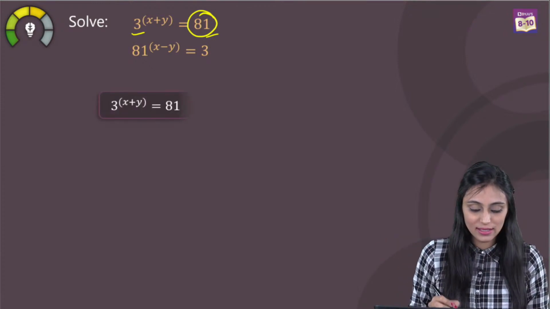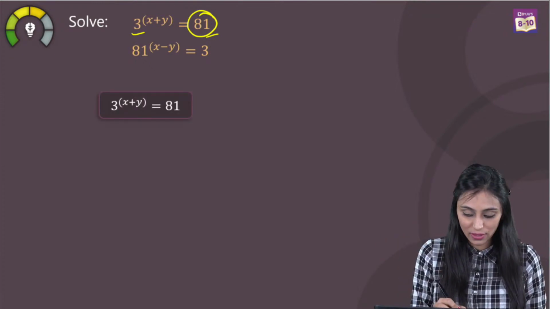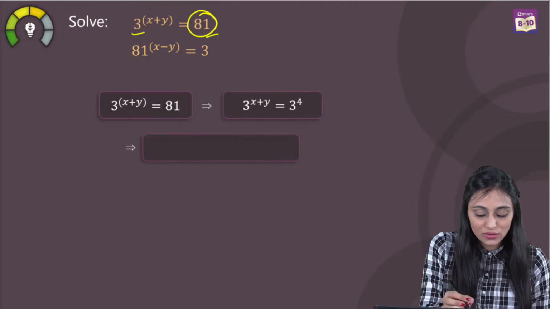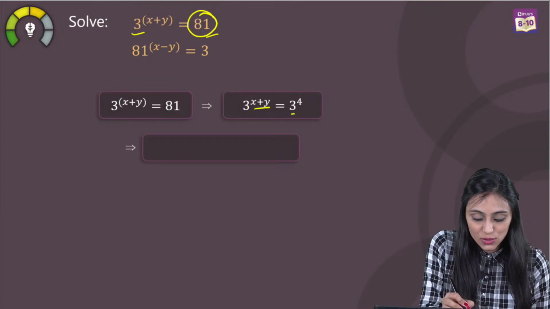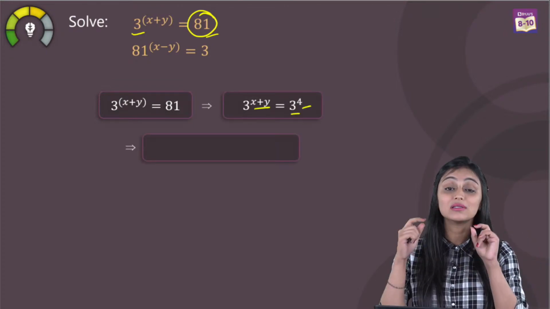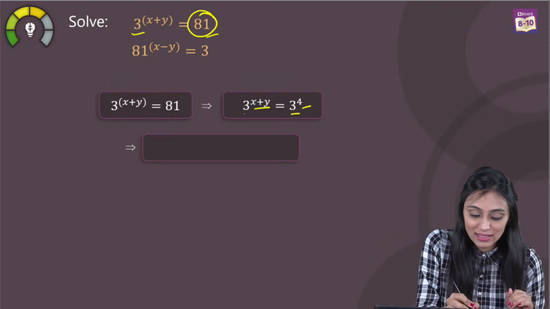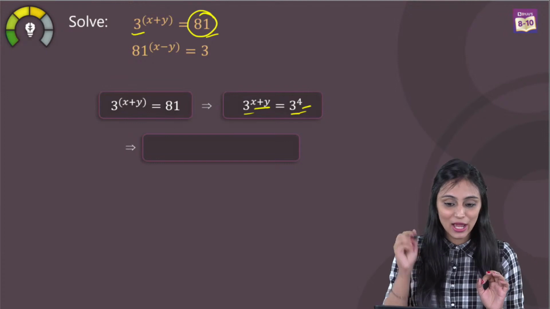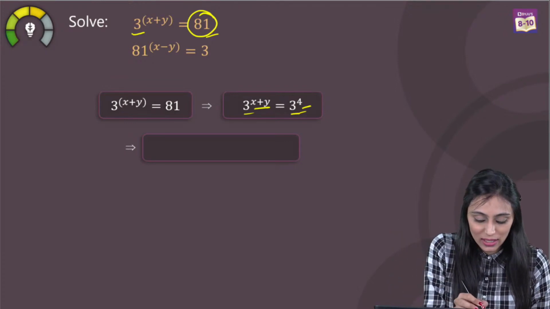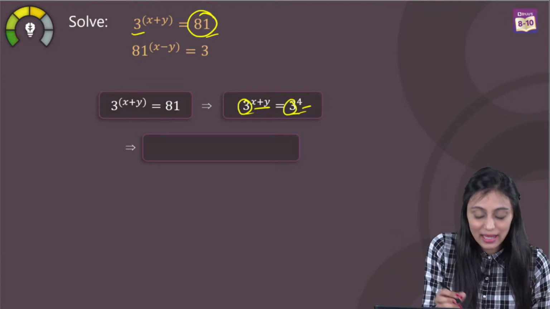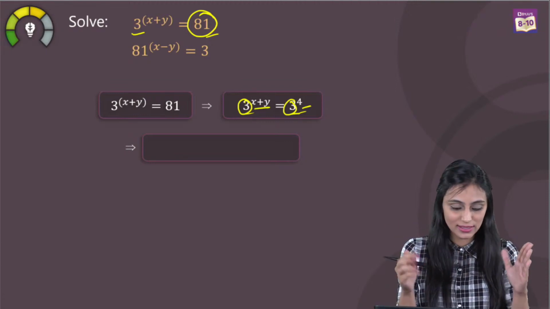So what I'll do here is, this is the equation that we have. I'll write it this way. 3 to the power (x plus y) is equal to 3 to the power 4. Because 3 to the power 4 is nothing but 81. You see bases are same here, right? So what we can do here is, we can say that since bases are same, in that case you can equate the exponents that you have.